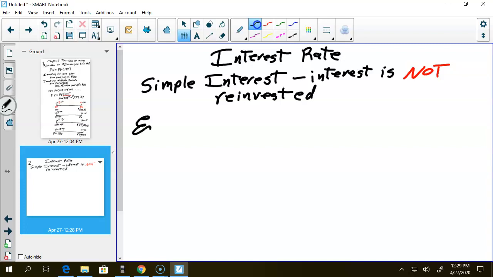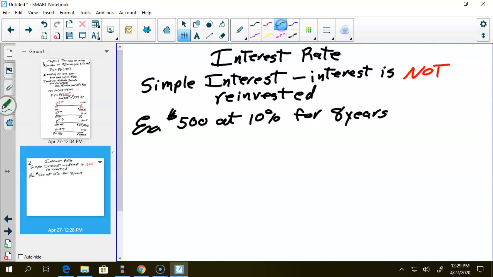Let's just jump in and do an example. So let's say you're going to invest $500, okay, at 10% interest for 8 years. Okay, our $500, that's what we call our principal amount. So for simple interest, we're going to take our $500, multiplied by our interest rate, and we know that's going to be $50. So that's our interest, $50 in interest.